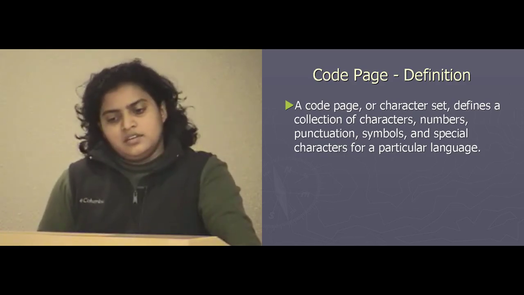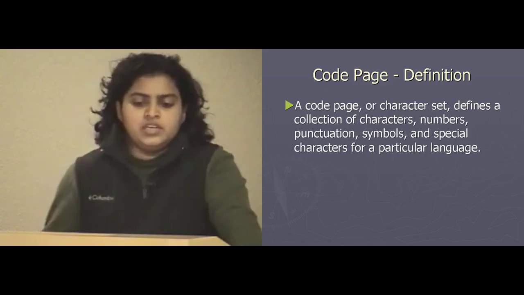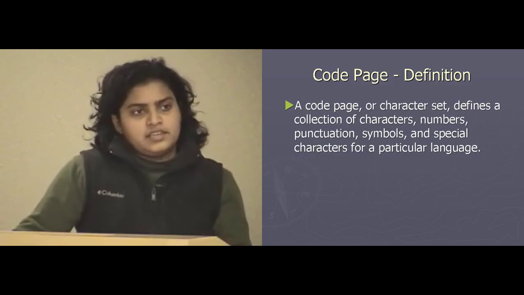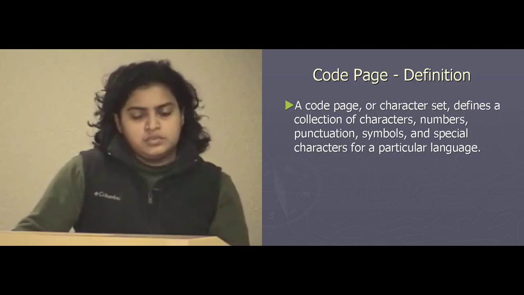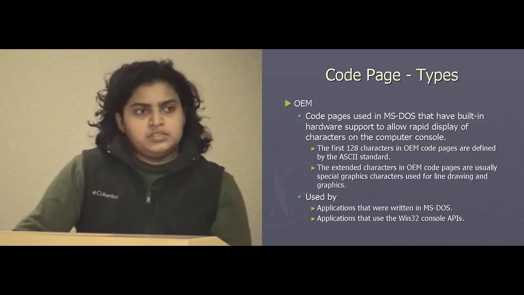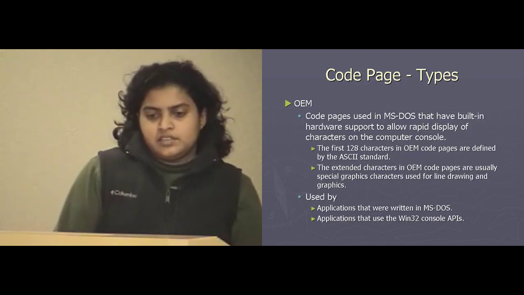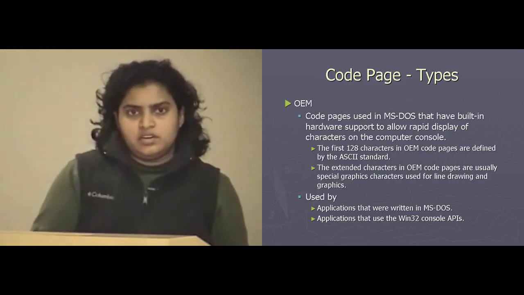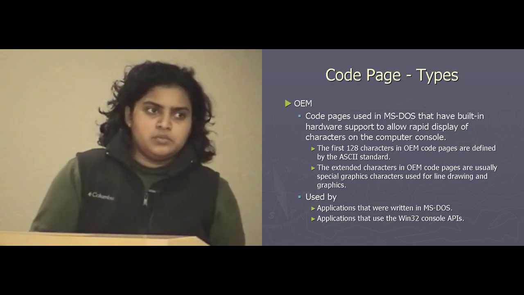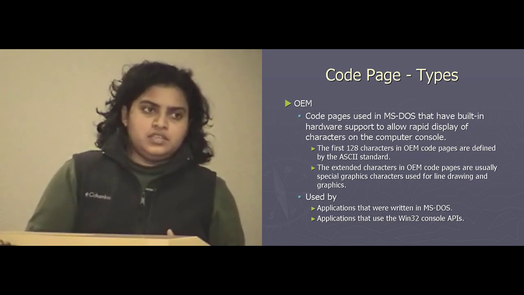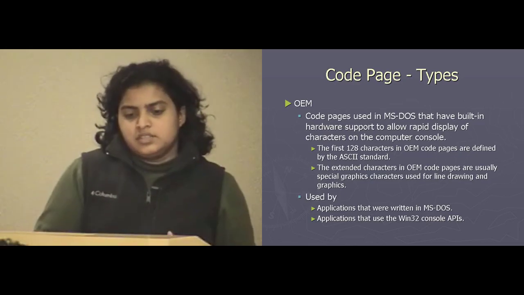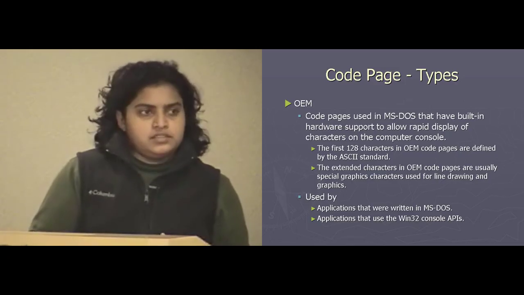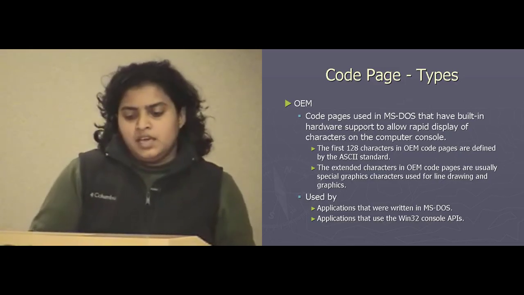The second concept to understand is that of a code page. A code page is something like an alphabet. It's a character set which defines all the characters, numbers, punctuation, other symbols, and special characters that pertain to a certain language. There are two kinds of code pages that are most popular. The first one is the OEM code page. This was present in the MS-DOS days, and it had built-in hardware support for display characters, and it had only 128 characters, basically all the English alphabets and nothing else.